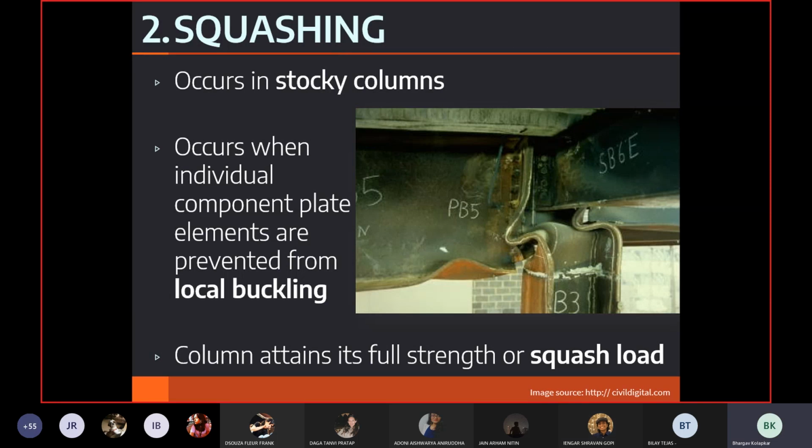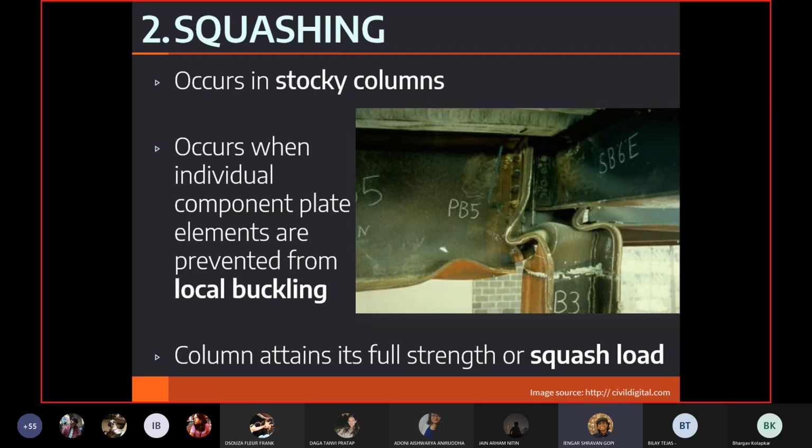No, I wouldn't put it that way. I would say simply that only very short columns would fail this way. We are going to look at what short columns are and when we call a column short. But let's imagine this: if the column is very short and its individual components are relatively thick, only then will it not buckle, locally or globally, and only then does the material get a chance to reach yield stress, and only then can squashing occur.